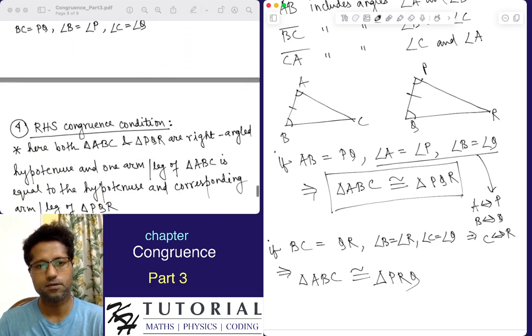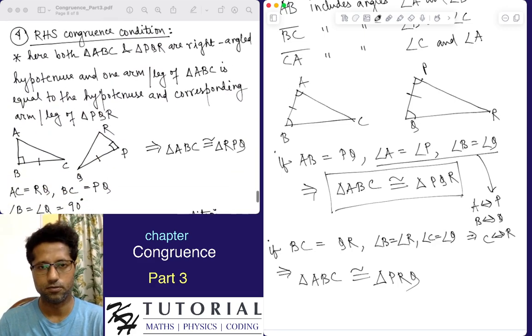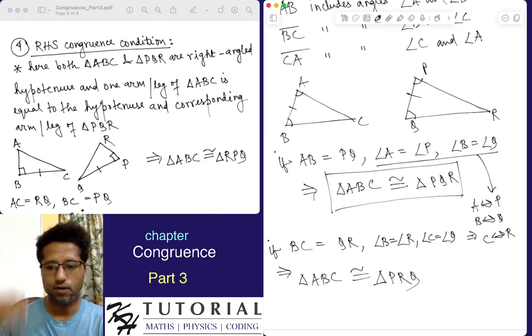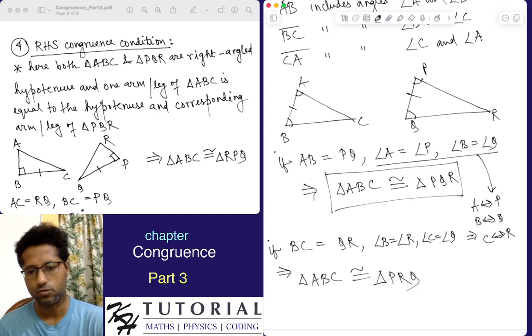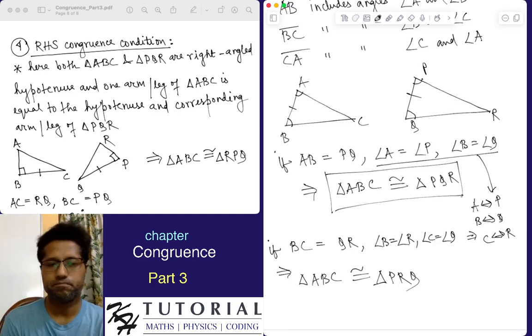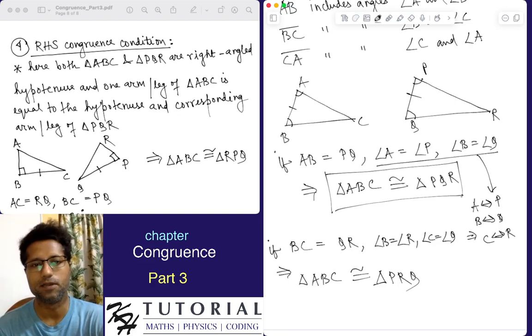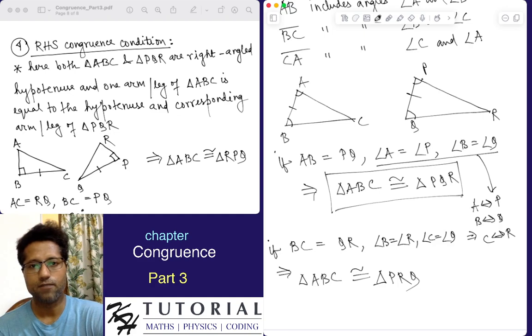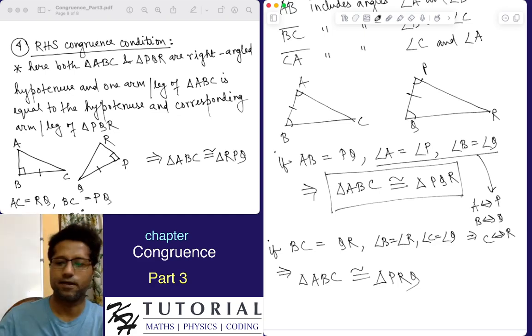The last one is the RHS congruence condition. Now this is specific to right angle triangles, meaning if you know that the two triangles are right angle triangles, then you can apply this condition to verify that these two right angle triangles are congruent. The condition is that the hypotenuse and one arm of triangle ABC is equal to the hypotenuse and corresponding arm (leg) of triangle PQR.